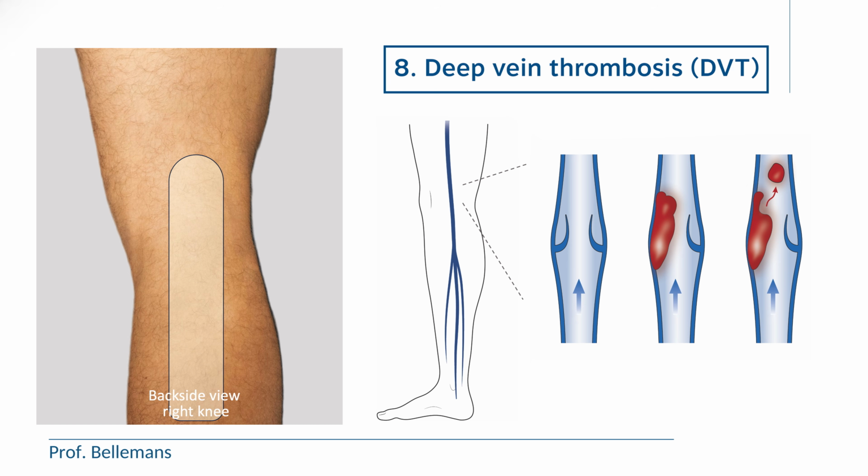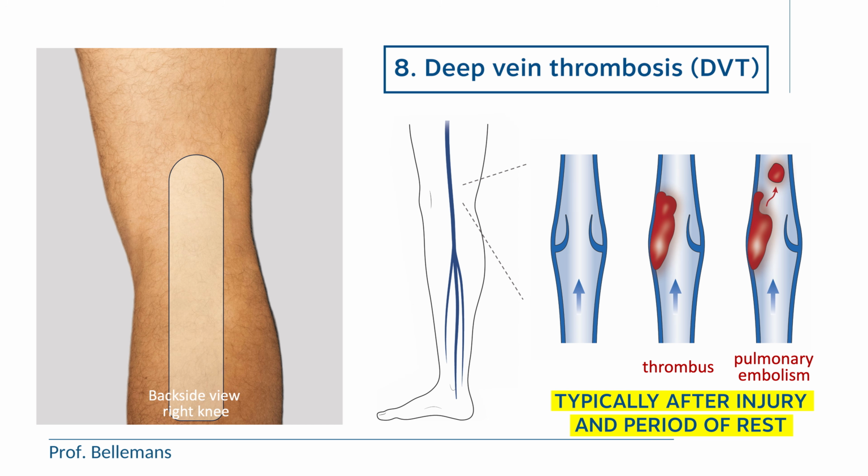8. Deep vein thrombosis or DVT. In deep vein thrombosis, there is clot formation, thrombus, in the deep veins of the leg, in this case at the level of the knee. This is a potentially dangerous situation because parts of the clot can be released towards the lungs, which we call pulmonary embolism, and this is potentially life-threatening.